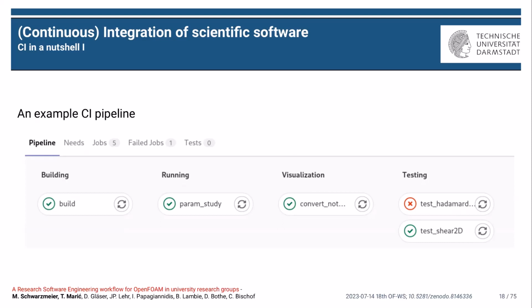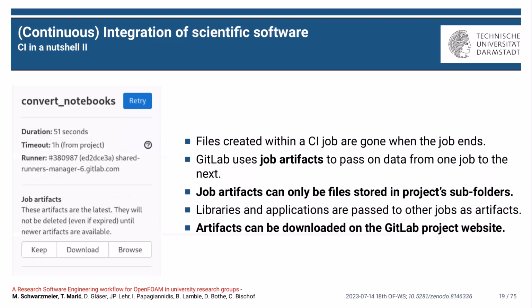Underlined are the stages, and the jobs are actually those items with the green arrow. We will look into this concrete CI pipeline later, so I don't want to spend too much time on this slide. As I already mentioned, we create job artifacts that can be downloaded from GitLab.